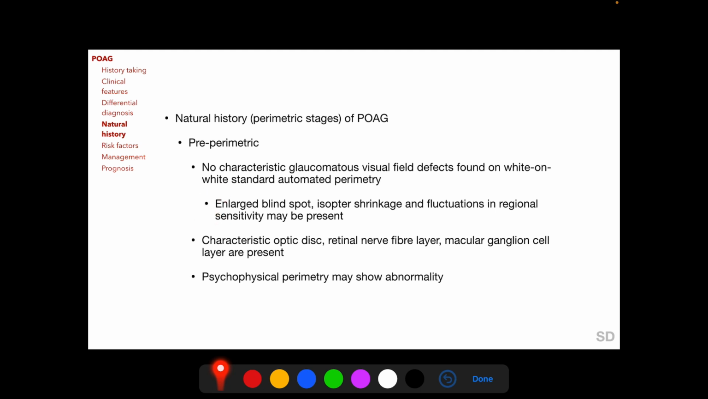As we have mentioned, characteristic structural changes in the optic nerve head, the retinal nerve fiber layer, and the macular ganglion cell layer can be found in the pre-perimetric stage either clinically or on OCT. Although visual field defects are not found on standard white-on-white perimetry, psychophysical perimetry tests may show abnormalities in the pre-perimetric stage, and we have discussed psychophysical perimetry in a previous session.